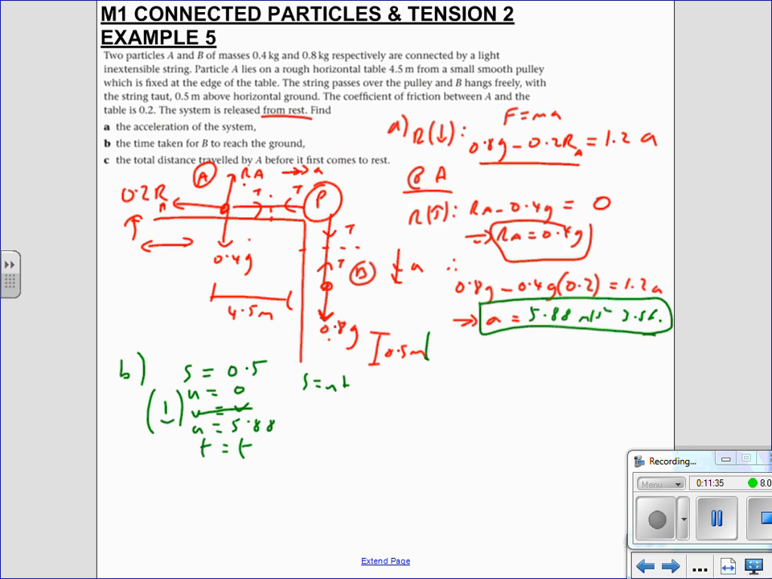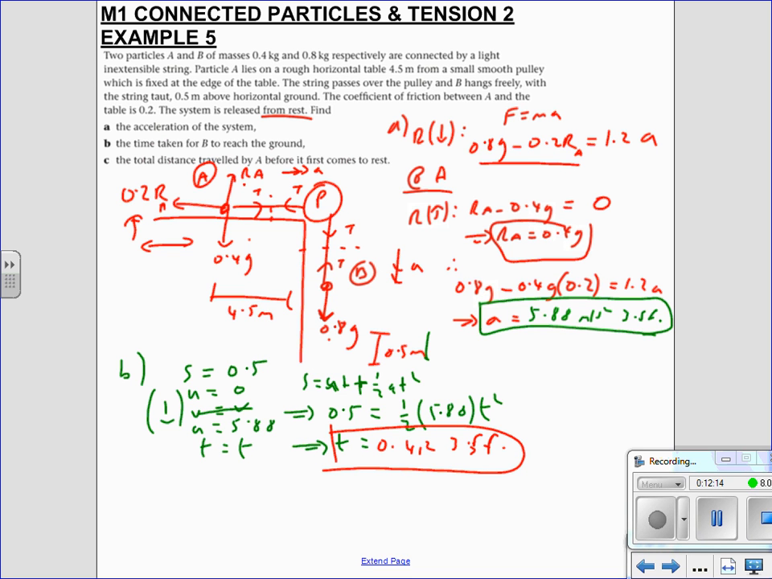We've got s equals ut plus half at squared, and therefore 0.5 is 0 plus half a 5.88 times t squared. So t must be, again, calculators out. 0.5 divided by the 0.5 is 1, divided by the 5.88, square root that, and you get 0.412 seconds to 3 s.f. And it would be plus or minus, wouldn't it? But obviously time can't be negative. So that's part B done.